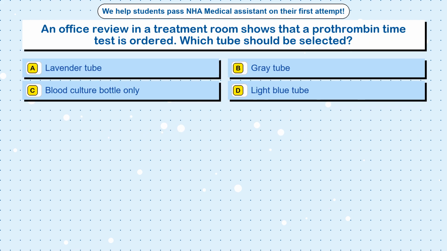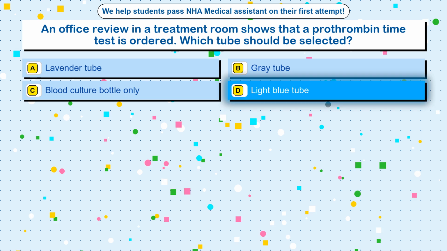Question 38. An office review in a treatment room shows that a prothrombin time test is ordered. Which tube should be selected? Option A. Lavender tube. Option B. Gray tube. Option C. Blood culture bottle only. Option D. Light blue tube. The correct answer is option D.